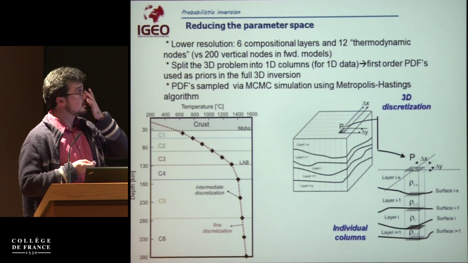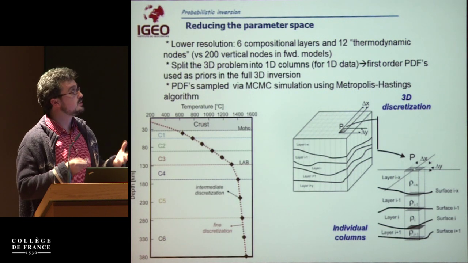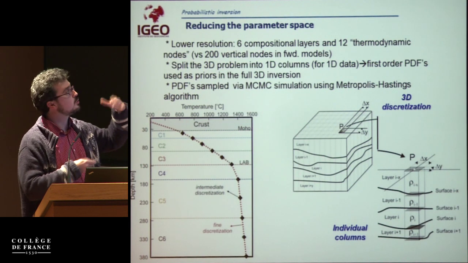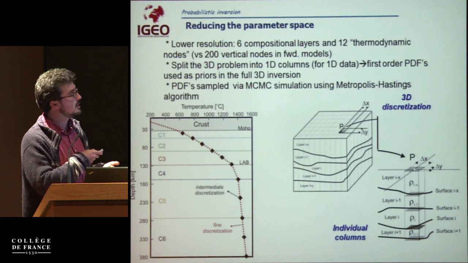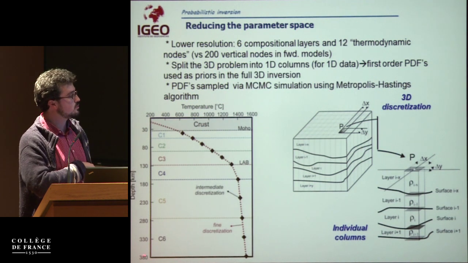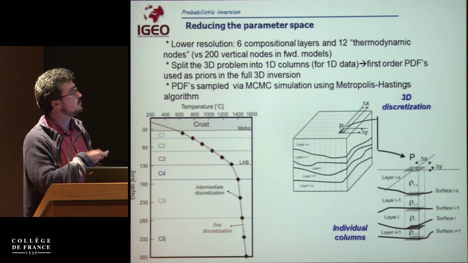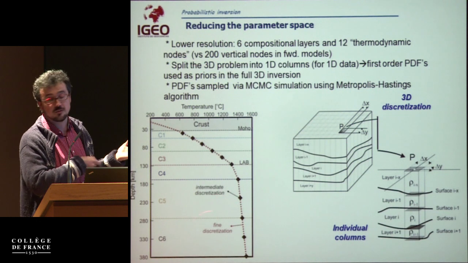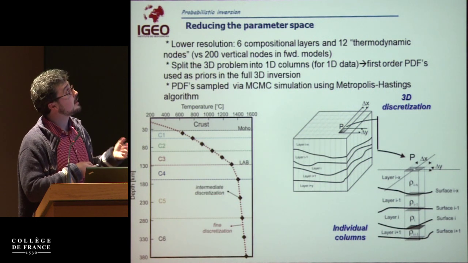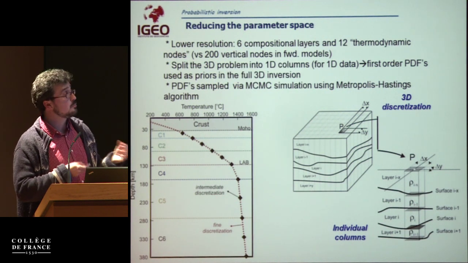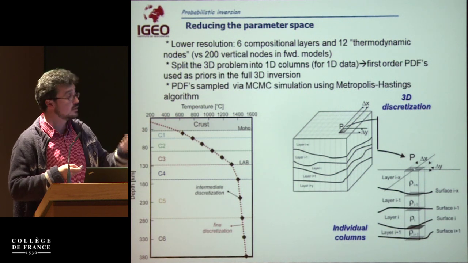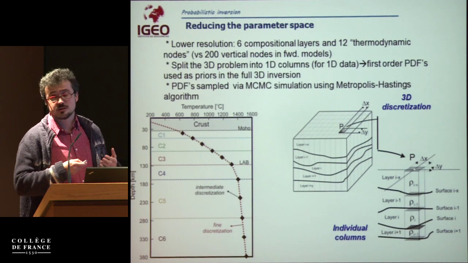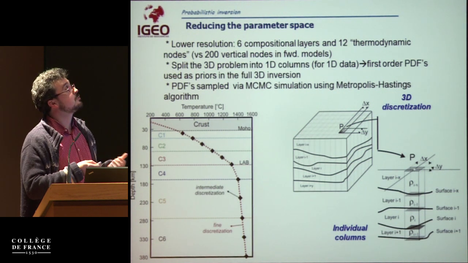Still, the resolution is too high. I mean, in terms of computing time, you can't do it yet. So we have to go from the 200 vertical nodes to something like 6 compositional layers in the uppermost mantle, from the surface down to 380 kilometers. So we basically have these 3-4 compositional layers in the lithosphere and a couple of them in the sublithosphere, and 12 thermodynamic nodes, which are nodes in which we solve the thermodynamic equations. Still, it's not enough. The problem is too big. We have to do something else.